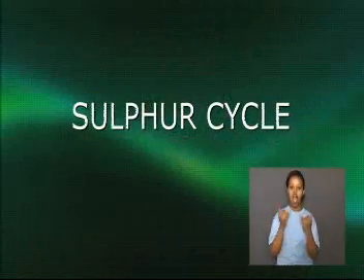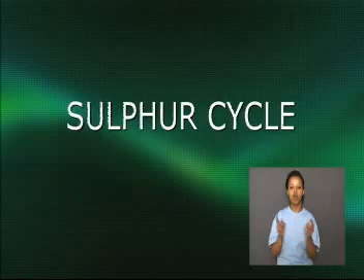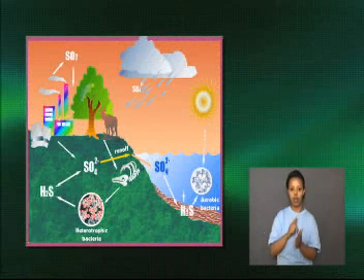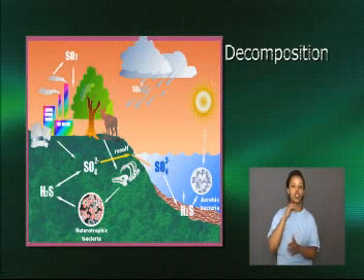If so, well done. Now, let us move on to discuss the sulfur cycle. Sulfur is found in fewer types of organic molecules than nitrogen. However, it is found in more proteins. There are 3 stages in the sulfur cycle. The first stage is decomposition.